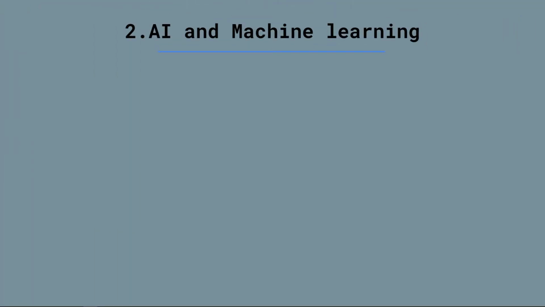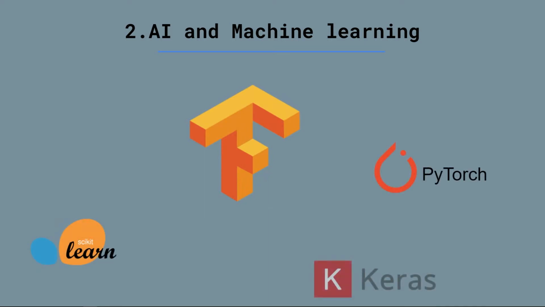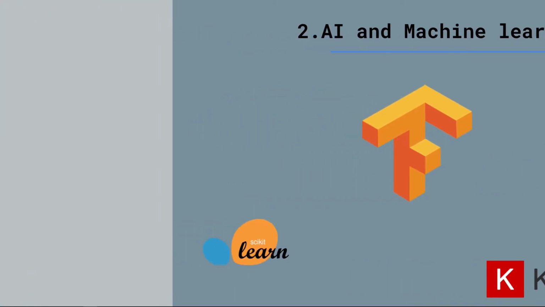Another field where Python is popular is AI and machine learning. Some libraries that Python has for this area are TensorFlow, Scikit-learn, Keras, and PyTorch. There are definitely some other libraries as well, but I chose these as examples. Let's learn a little more about TensorFlow and Scikit-learn.